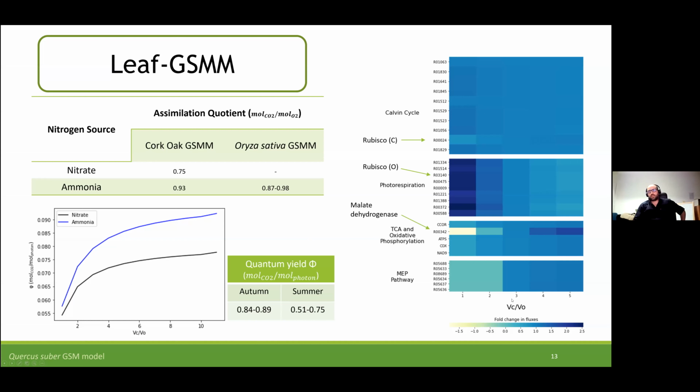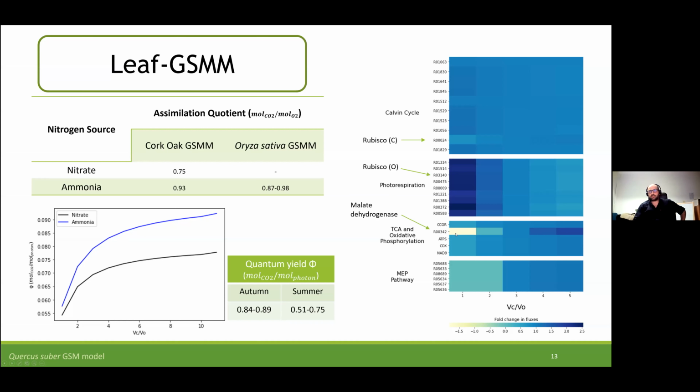Though when we analyze here at the right the carboxylation oxygenation flux in Rubisco, we can see that at 3, which is normal, we consider this the base flux. When we decrease the carboxylation oxygenation ratio, which means that the cell is under drought conditions, so it's under stress, we can see that the malate dehydrogenase has a behavior.